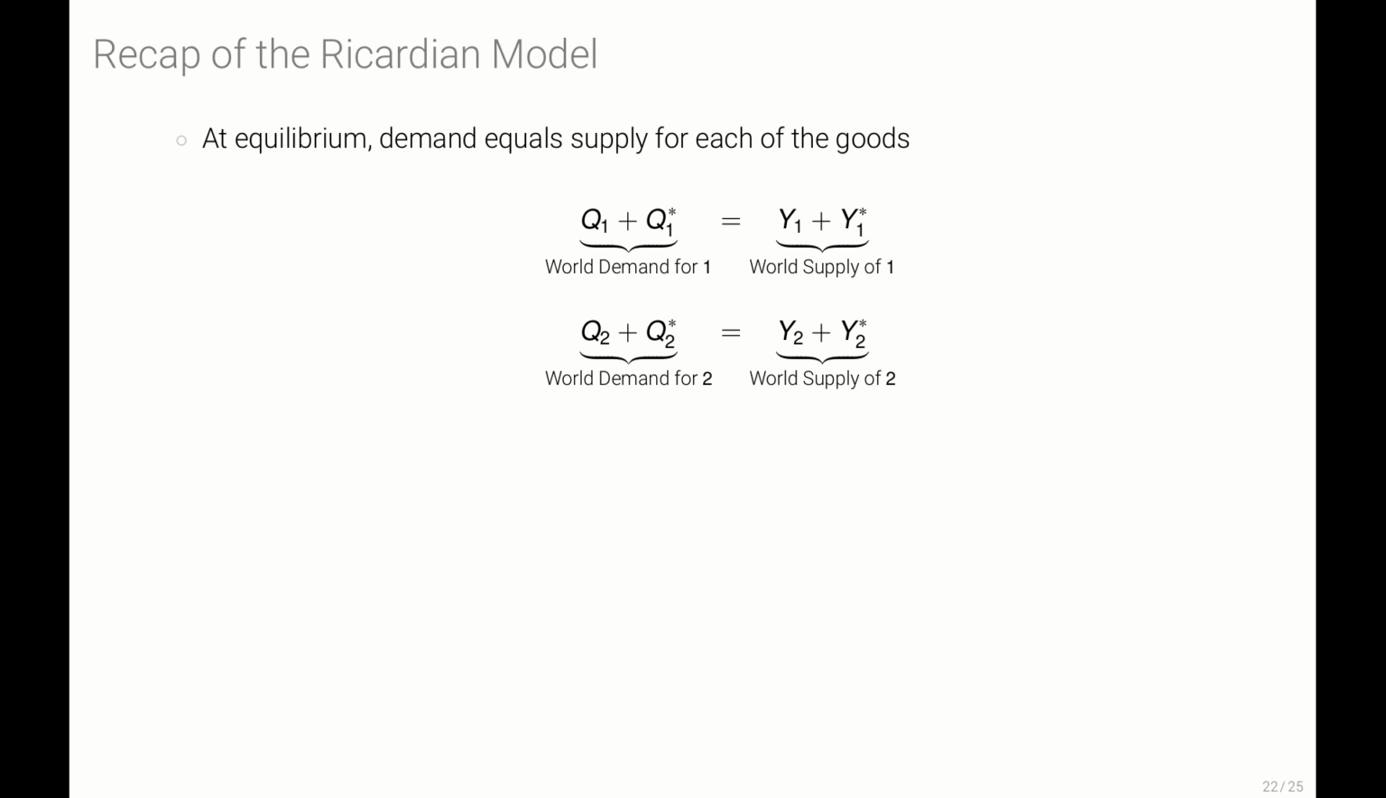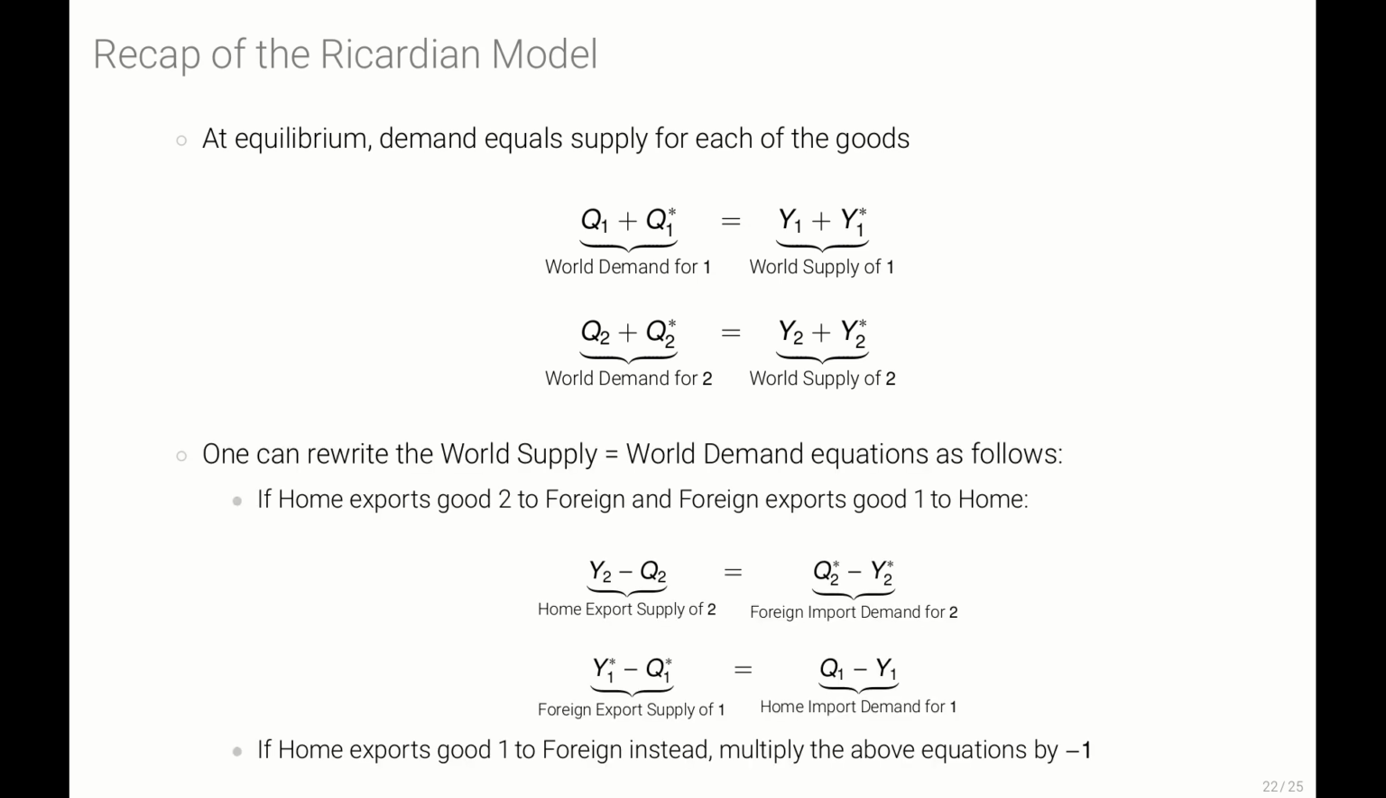Okay, so at equilibrium, it would be a reasonable condition to think that world demand is equal to world supply for each of our two goods. And so this is what's going to pin down prices in the Ricardian model. And this is going to be called a goods market clearing condition. You're welcome to use those expressions for world demand for 1 equal to world supply of 1 to figure out what prices are. Doing so would get you the correct answer.